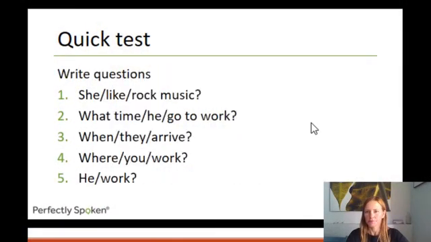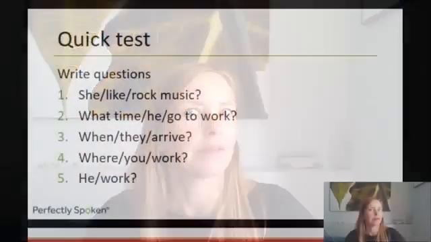Okay, so how did you do? Was it easy, difficult? Probably easy, I hope. I'm sure you're a very good student. All right. Now, this bit of the quick test is a bit more difficult because it's questions. Some are yes/no questions, and some are information questions with information words. Okay, question words. So let's see how you go.